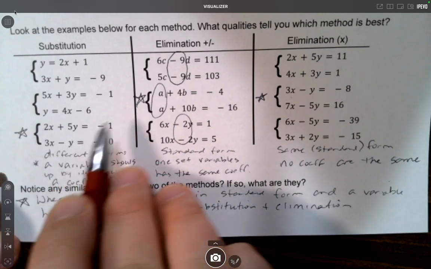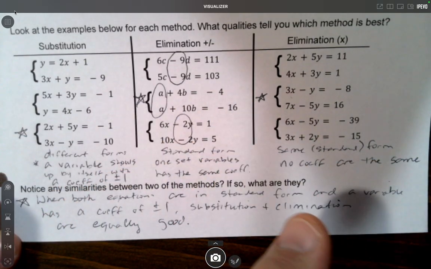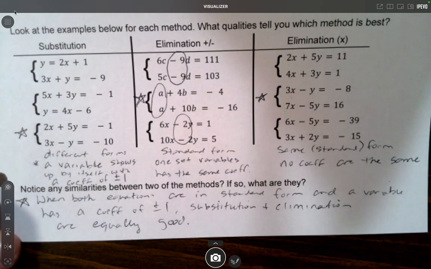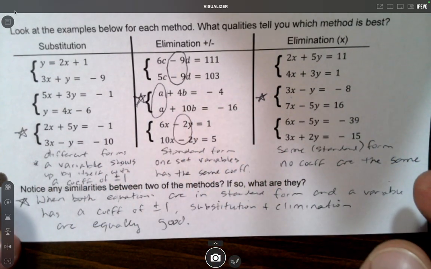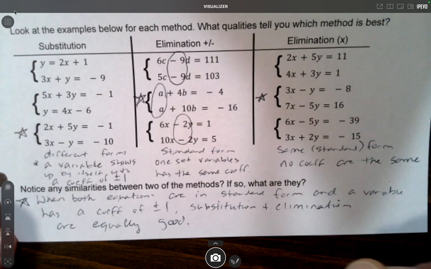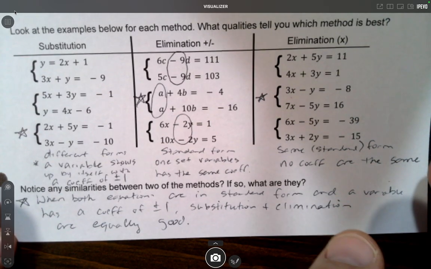So when you see ones in this category, it really is fine whatever you prefer. If you prefer substitution, do that. If you prefer elimination, do that instead. Because really, I would say there's no clear way to decide which one's easier or quicker.